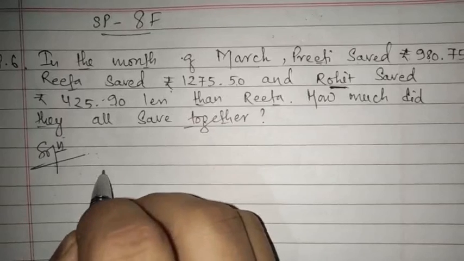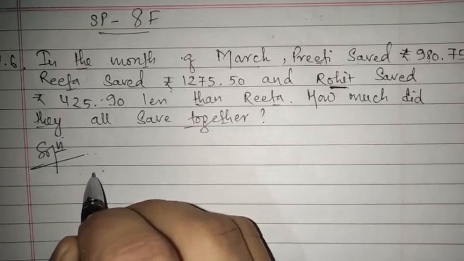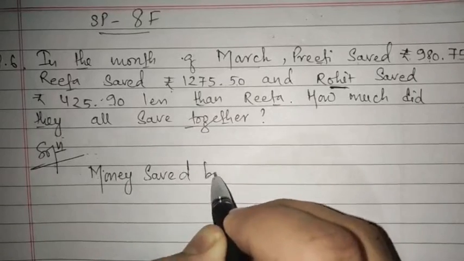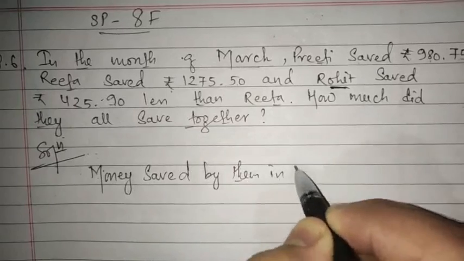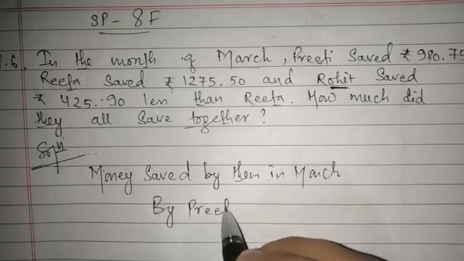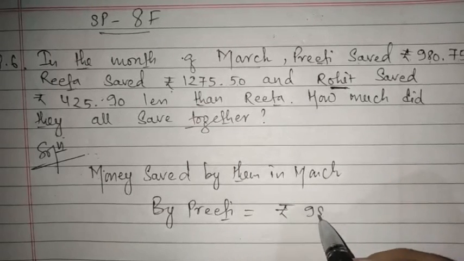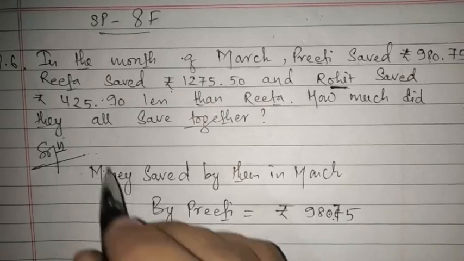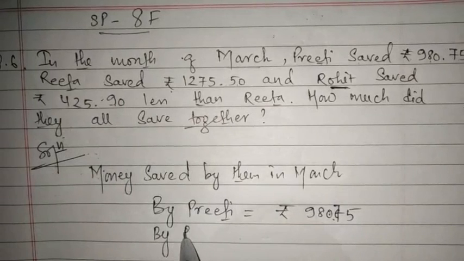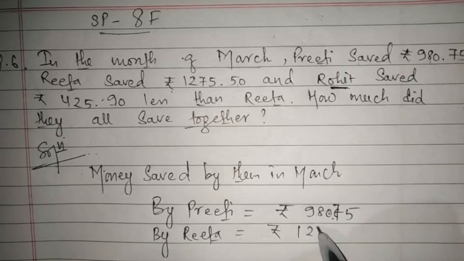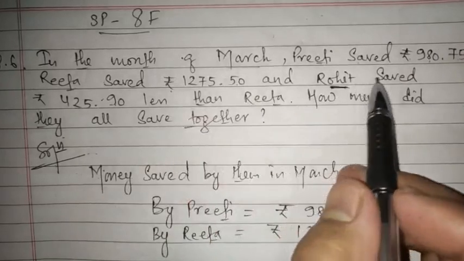As it is a word problem, we have to write the statement. Money saved by them in March. By Preeti first of all is equal to rupees 980.75, right? And by Rita is equal to rupees 1275.50. Then Rohit, how much?